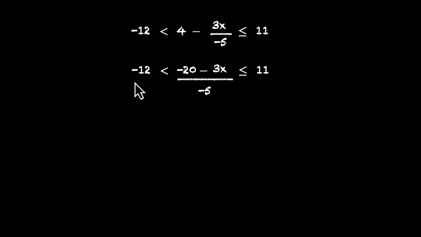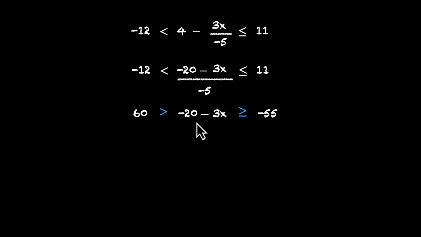Now multiplying all sides by minus 5, and note that this is a negative number. So we'll switch the inequalities. We'll switch the signs. Minus 12 times minus 5 is 60. Less than becomes greater than. 20 minus 3x. And 11 times minus 5 is minus 55. Now the signs switch. Less than becomes greater than. Less than or equal to becomes greater than or equal to. Okay, we don't have the denominator. We've successfully switched signs.